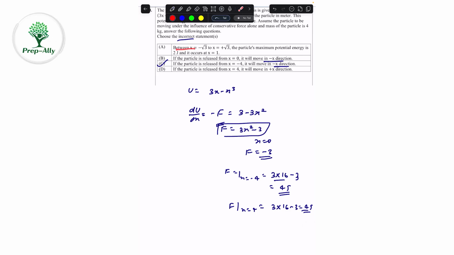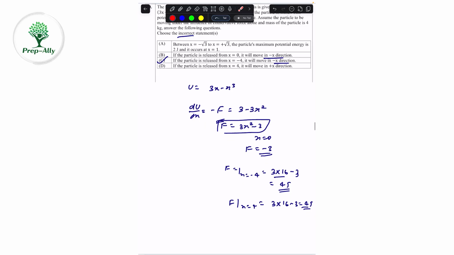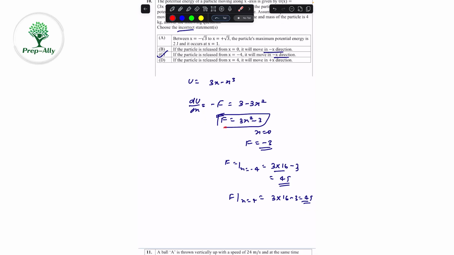Here it is saying between x is equal to minus root 3 and plus root 3, the maximum possible potential energy is equal to 2 joule when it occurs at x is equal to 1. So let's differentiate. We have differentiated this only, and we got here if we put f is equal to 0, we will get x is equal to plus or minus 1. That means it is either maximum or minimum at either 1 or minus 1. So we'll just put x is equal to 1 here in potential energy, and we'll see the maximum value at x is equal to 1.